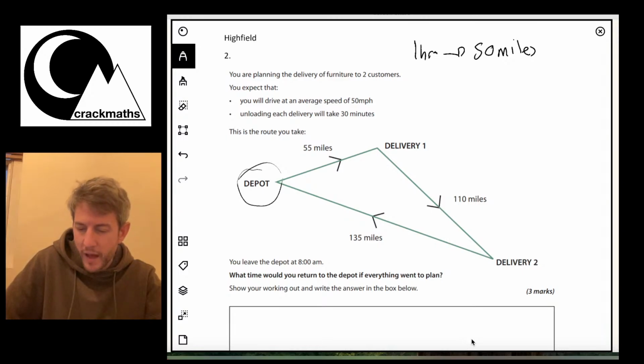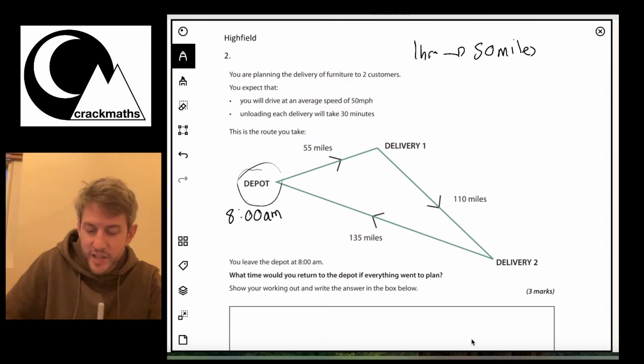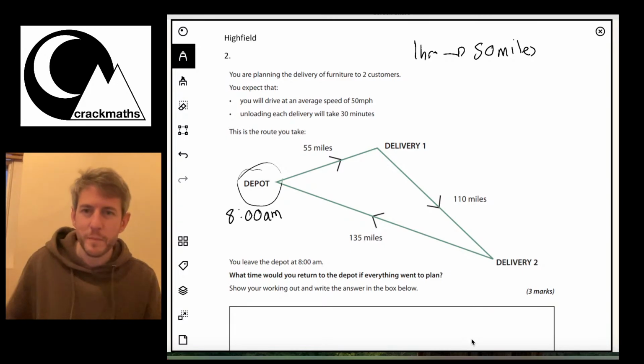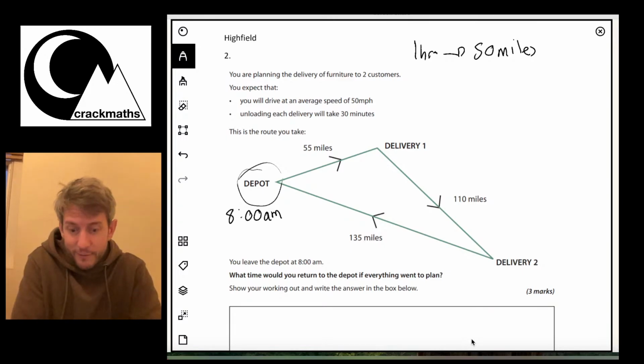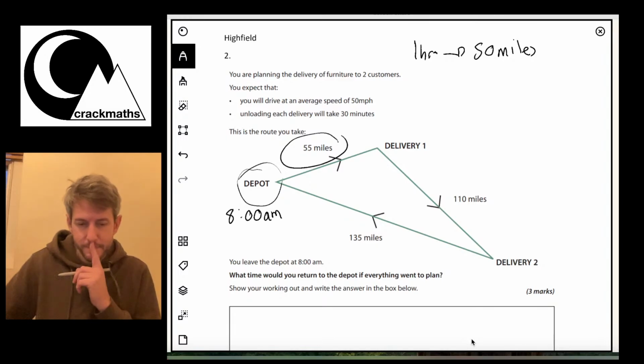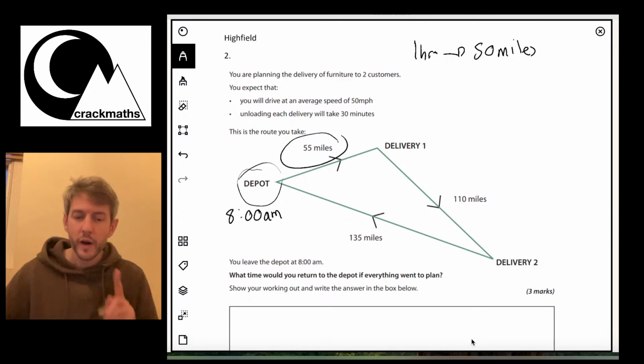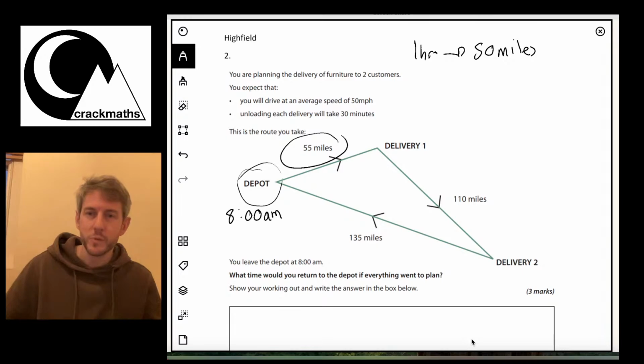You leave the depot at 8 a.m. Okay, I'll make a note of that. 8 a.m. here. What time will you return to the depot if everything went to plan? Okay, right, so we need to get some information. So this bit is 55 miles. So I know that 50 miles takes 1 hour. Okay, so 50 of those miles will take 1 hour. So what I need to do is work out how long the extra 5 miles will take.